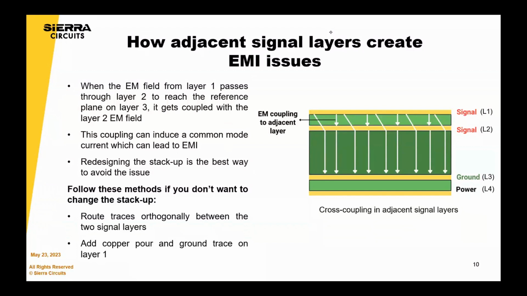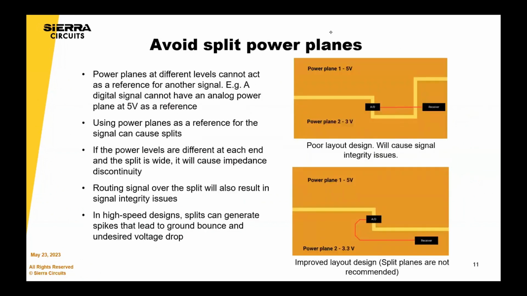So routing signals over a split plane will also cause signal integrity issues. If you'd like to route a signal on the power plane, make sure the trace is not passing through the split, and that's shown in the image below. So in high-speed designs, the splits can generate spikes that lead to ground bounce and undesired voltage drops.